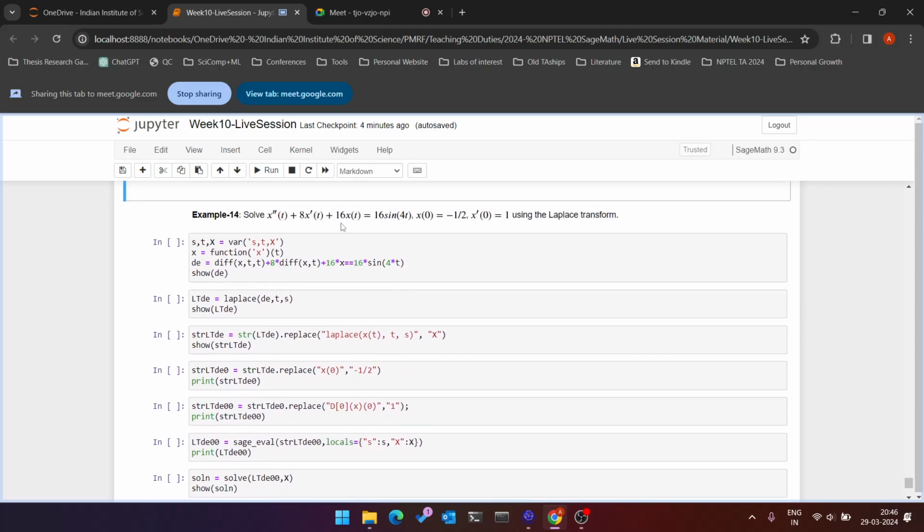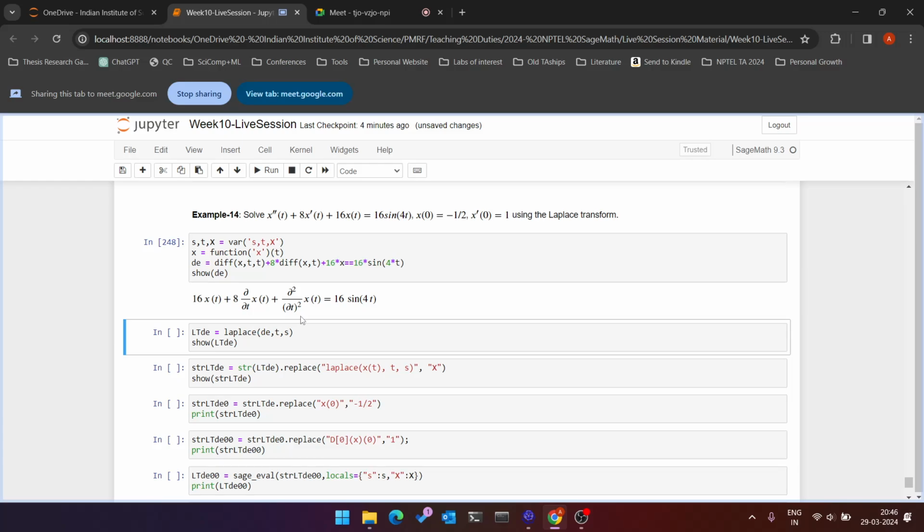x double dash plus 8x dash plus 16x is equal to 16 sine of 4t, with x of 0 specified and x dash of 0. We wish to solve this using Laplace transform. Everything that we have learned so far will apply straightforwardly. t and s as my variables, small x of t as my function, and dE as my differential equation in x of t. You can see that this matches with what we have been provided.